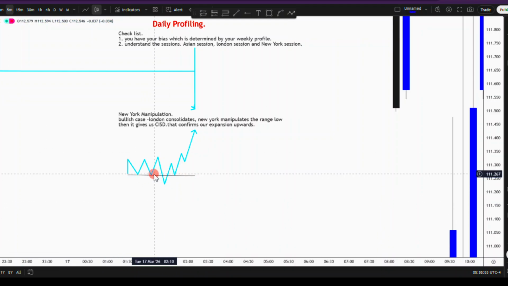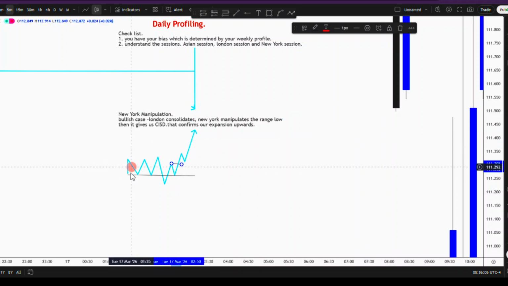and then after that we had a change in state of delivery, which is this. We had a change in state of delivery at this point, and then we continued upwards. This is in case of a bullish scenario. So New York will come, manipulate the low of the London session, and then give us a change in state of delivery, and then we expand higher.